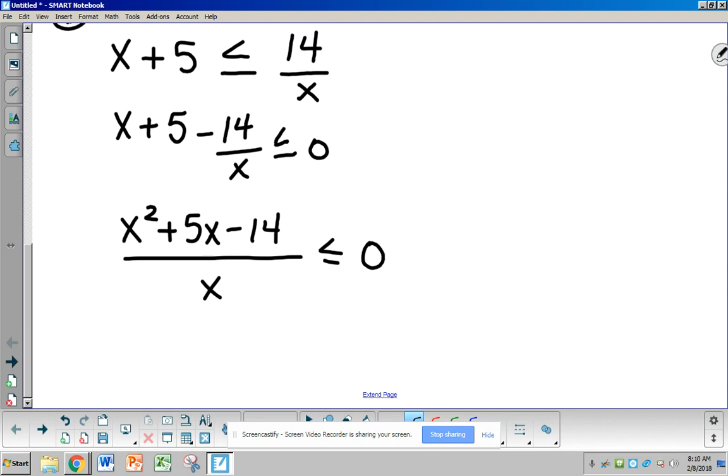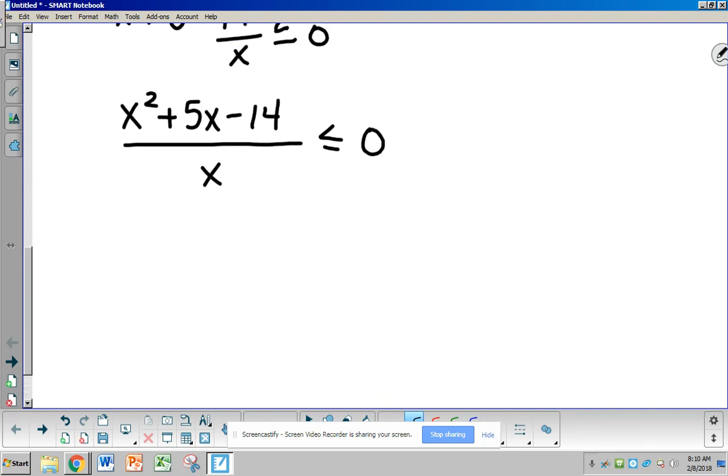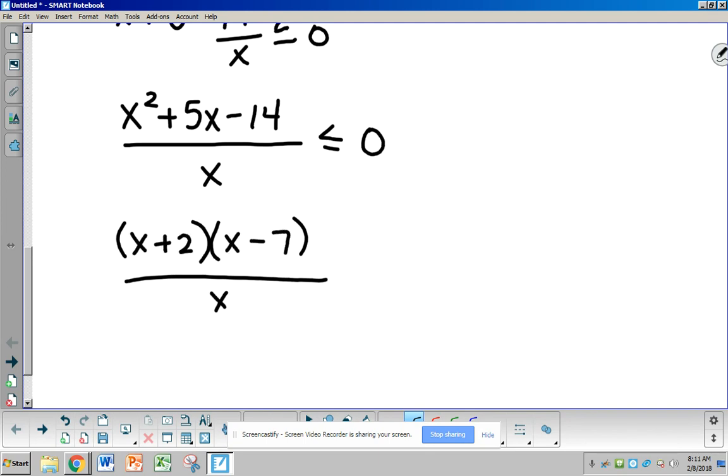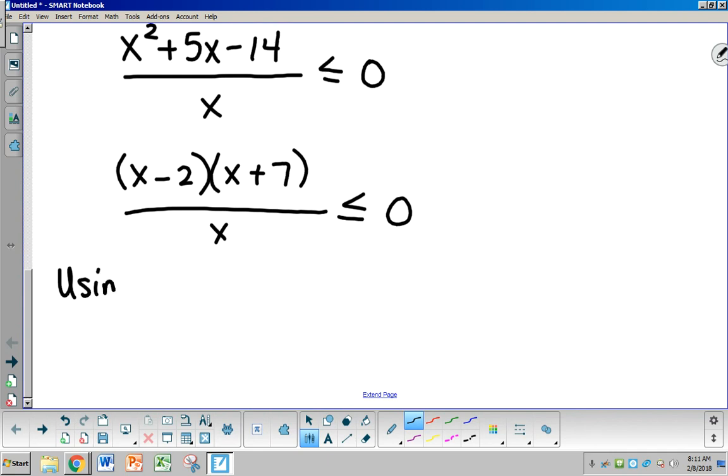Now, when I do these inequalities, what I do is a sign chart. I don't hear any groaning, so that's a good sign. In order to do a sign chart, I need to know what the zeros are and where things are undefined. We already know that this was x plus 7 times x minus 2. So we're going to use a sign chart.